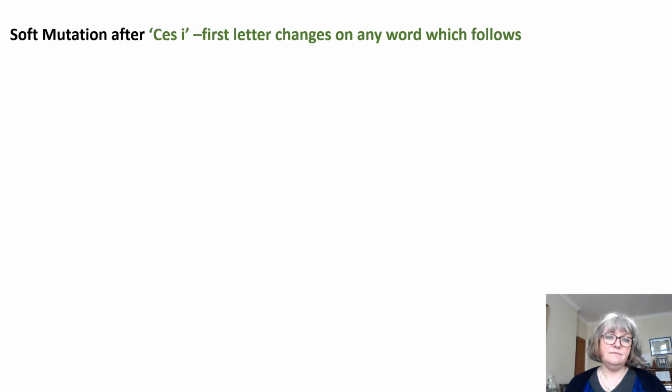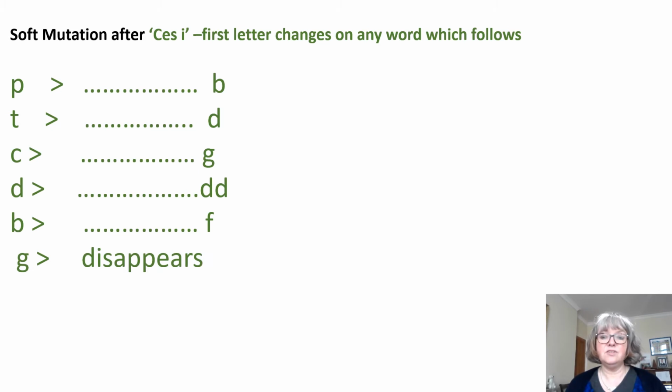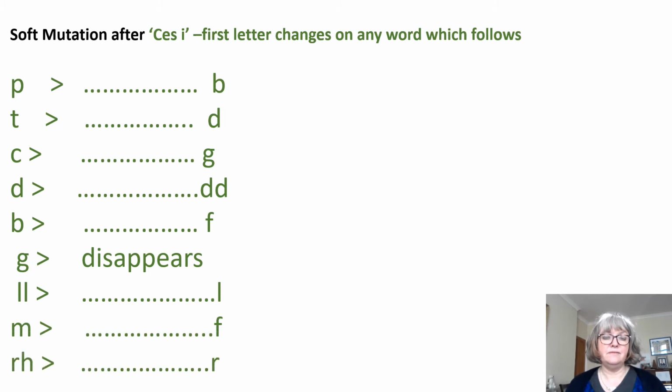So after cesi, the first letter changes on any word that follows. For example, P would go to B, T changes to D, C to G, T to th, like the English th, B goes to F, G just disappears, D would go to L, M goes to F, and R to R. So those are the nine letters.